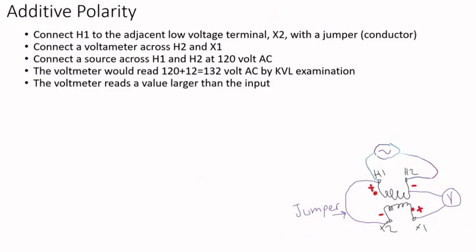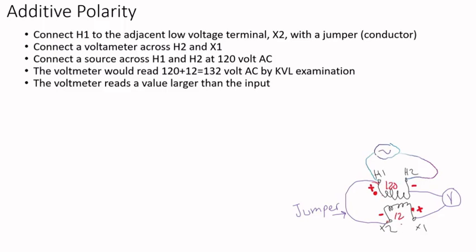Now if we take the same circuit, except what I'm showing here, this coil, the dot is on this side, the dot on this side, and I'll explain what the dot means. And I do the same thing. So jumper H1 to, in this case, X2, because X2 is kind of adjacent to H1.